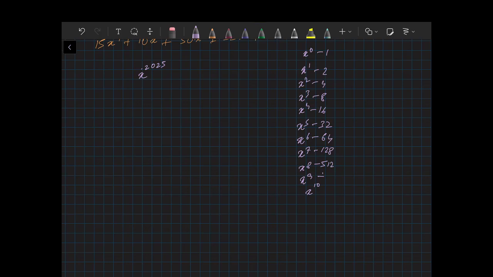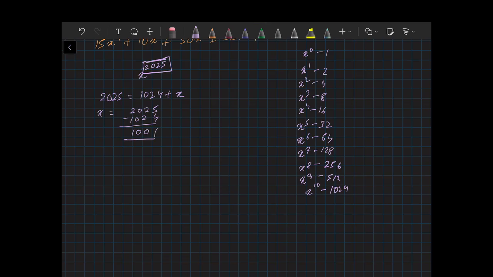Did I miss something? Yeah. x to the power 8 is 256, then 512, then 1024. So we have to come up with 2025 by some combination of these 11 numbers. Let's start. 2025 is equal to 1024 plus some term x. So x equals 2025 minus 1024, which comes out to be 1001.